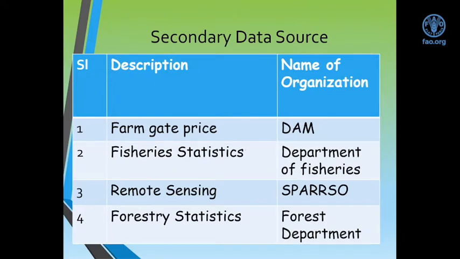Next, our secondary source data: farm gate price from DAM, the Department of Agricultural Marketing, and fishery statistics from the Department of Fisheries. Actually, every year the fisheries report comes here, they come to submit their report, and we give them authentication for the statistics report. And remote sensing, they give us reports only for our almond and boro rice. And forest statistics come from the Forest Department.